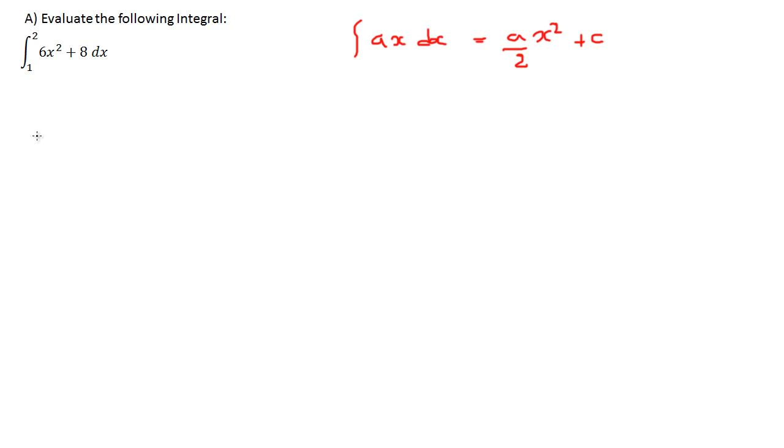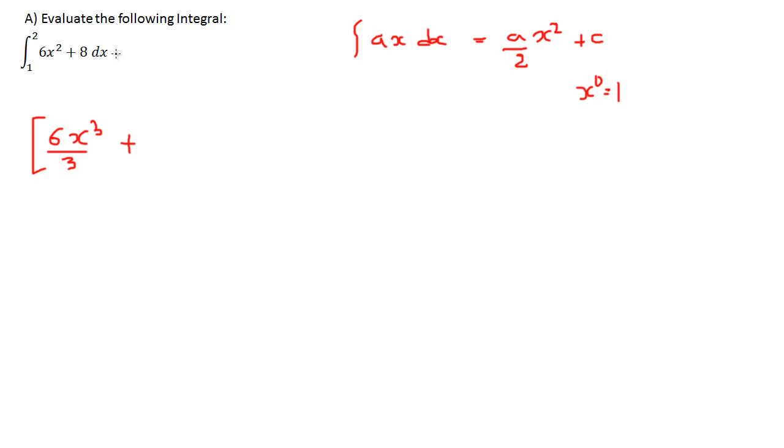Okay, to do this one, the first thing we do is open a square bracket and then we integrate. So this will be 6x to the power of 3 divided by 3, as I explained earlier, and then plus, since 8 does not have an x next to it, it's like having x to the power of 0, because x to the power of 0 is 1. That's why we don't see it there.